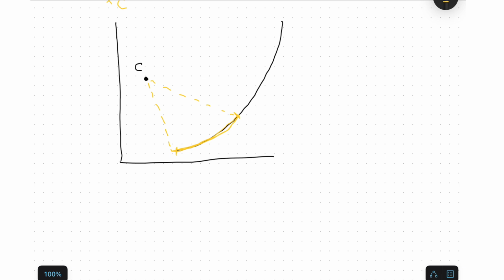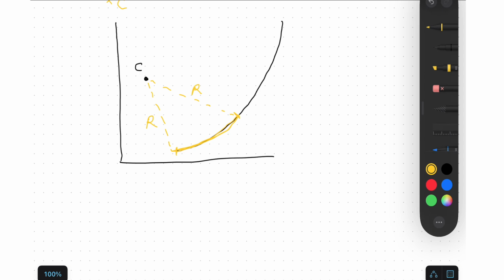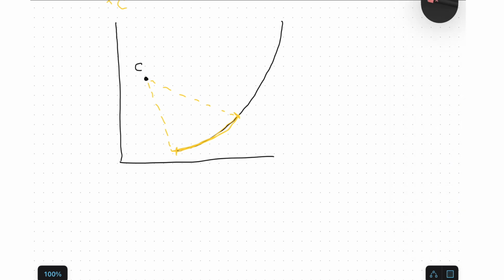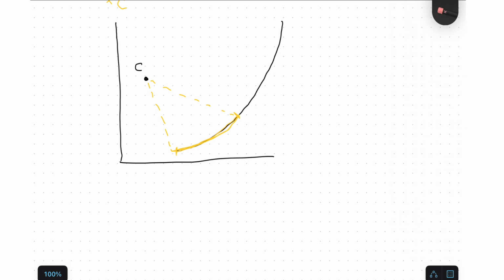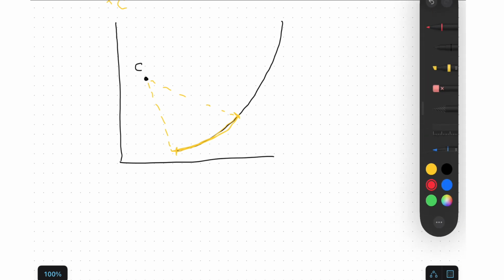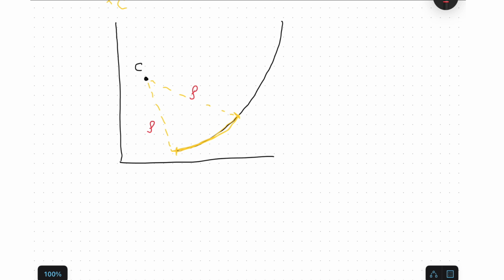So I can connect the center, and if C is the center of this curvilinear path, I can say this is radius r, this is also radius r. But in our book the convention is that we should use rho as the radius. So I will write that rho is the radius of this path. We see this is the radius of this curvature.